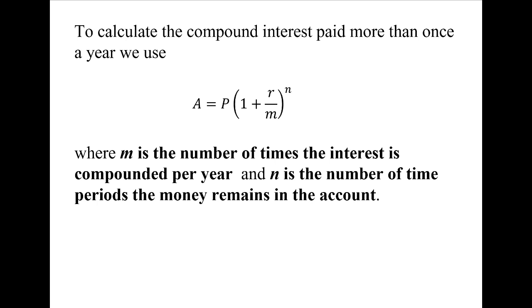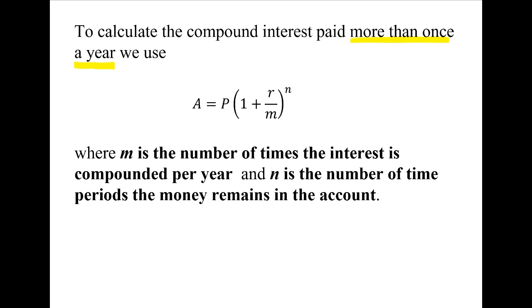Now we're going to define a compound interest formula when the interest is paid more than once per year. So the previous formula was only once a year. So our formula for more than once a year is that A equals P times (1 plus R over M) to the power of N.